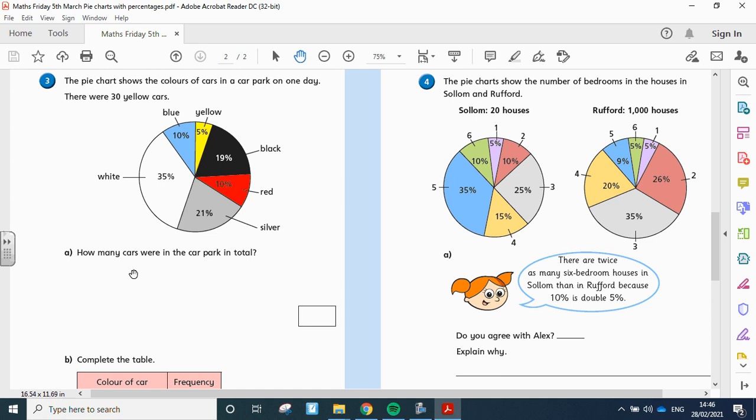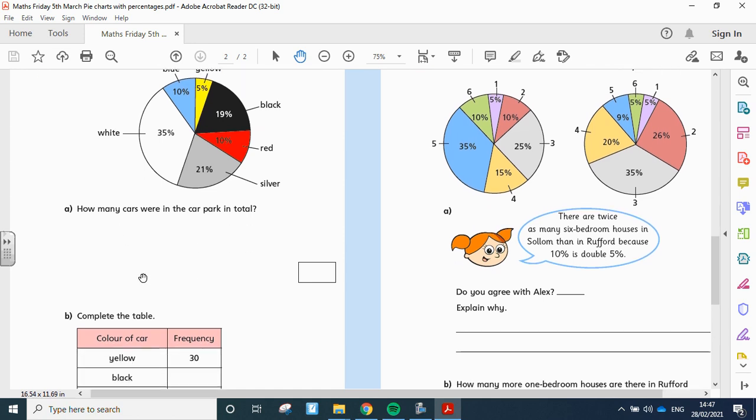And that gives me something simple to work with. If 10% is 60, you should be able to get to 100% by timesing by 10. So 10% is 60, times that 60 by 10, and you'll end up with 100%. Okay, and that will be how many cars there were in total.